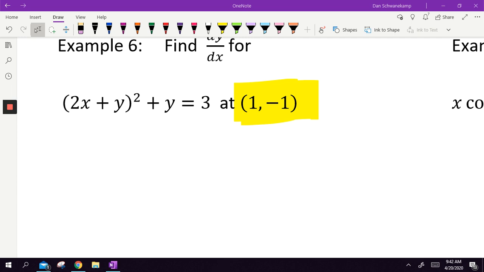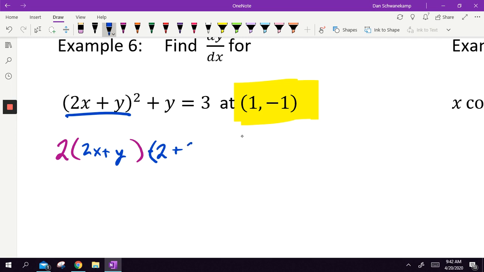All right, let's take the derivative. So I need chain rule here. So I'm going to multiply by 2, subtract 1 from my exponent. I'm going to rewrite the baby, and then I'm going to multiply by the derivative of the baby. So what's the derivative of this baby? The derivative of 2x is 2. The derivative of y is dy over dx. Plus, now I'm taking the derivative of y. Dy over dx is all equal to the derivative of 3. Well, the derivative of 3 is 0.